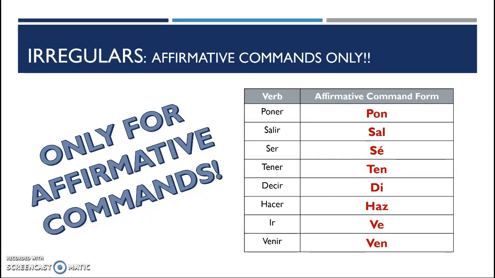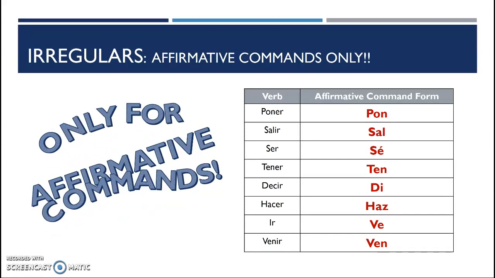But now for the irregulars. These are the irregulars only for the affirmative command. Poner, salir, ser, tener, decir, hacer, ir, and venir. These are very short command forms. They have no endings to add to them, but the command form itself is pon, sal, sé, ten, di, haz, ve, ven. No additional endings need to be put on there. That is the irregular form of the affirmative command for those verbs. Now remember, it's only for the affirmative command. These verbs are different in the negative version.